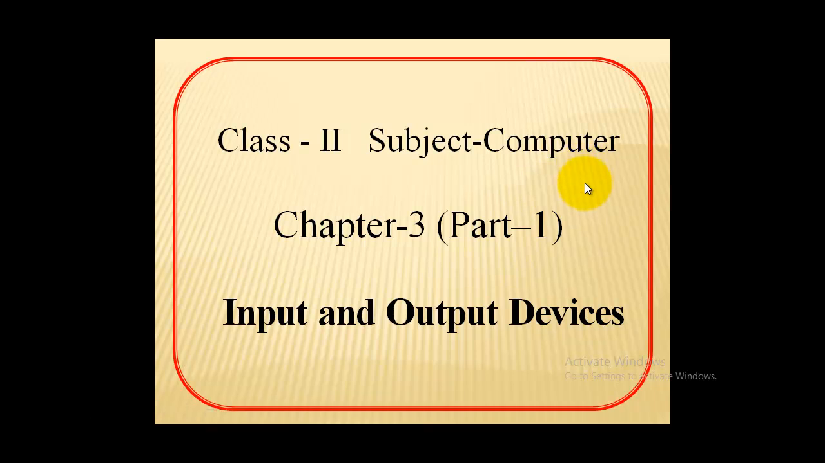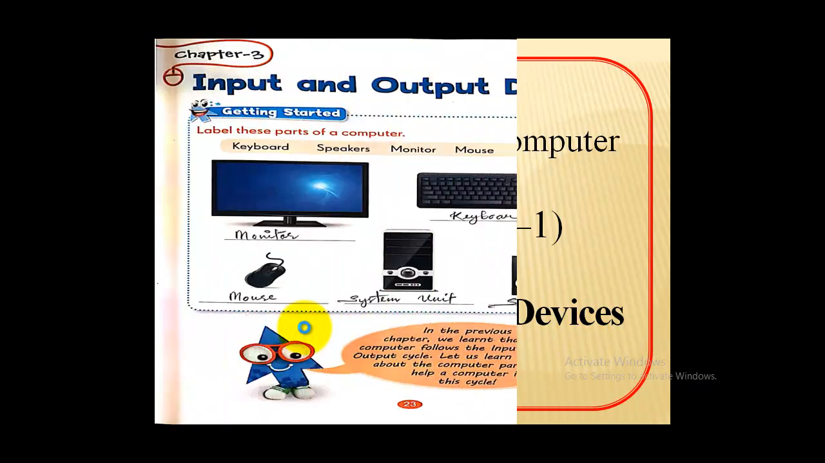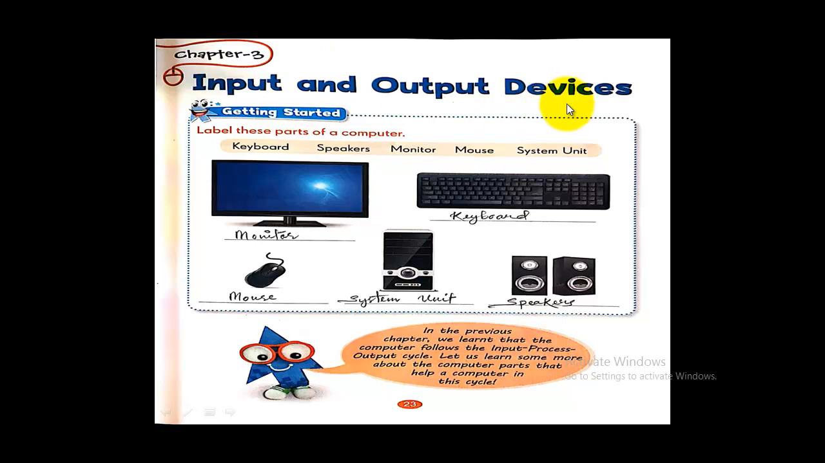Now today let's start a new chapter, that is input and output devices. As we have completed the IPO cycle of the computer and the four main parts of the computer in the previous class, today let's start our new chapter, chapter number 3. The first video session of chapter number 3 is input and output devices. Now let's see what are input and output devices.